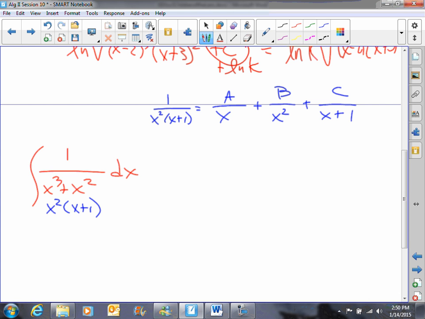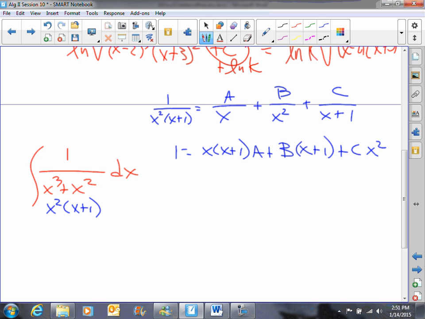Since we have a repeated linear factor, we write fractions with each of those denominators up to the power of that linear factor that's repeated. But we don't increase the power of the numerators as we're doing that with repeated factors. So if we multiply through by x squared times x plus 1, we get 1 is equal to x times x plus 1 times a plus b times x plus 1 plus c times x squared.